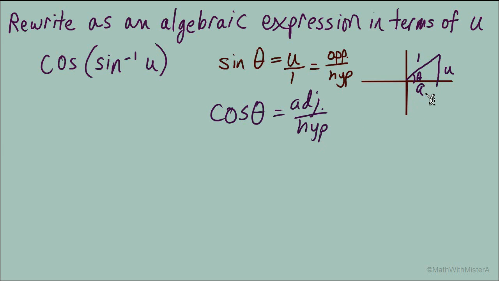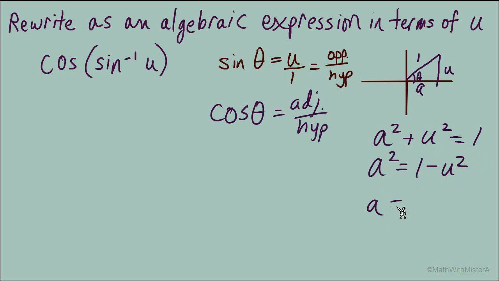So let's set up the Pythagorean theorem. A squared plus u squared equals 1 squared. We'll just call it 1. And now let's solve this for a. A squared, when we subtract u squared from both sides, a squared equals 1 minus u squared. And now a, when we do square root of both sides, equals square root of 1 minus u squared.